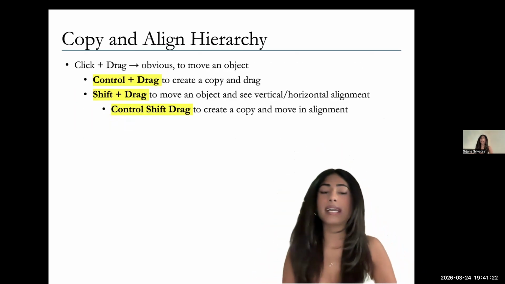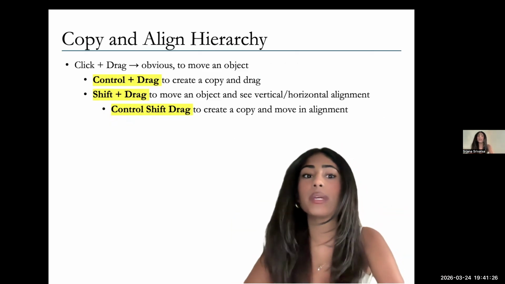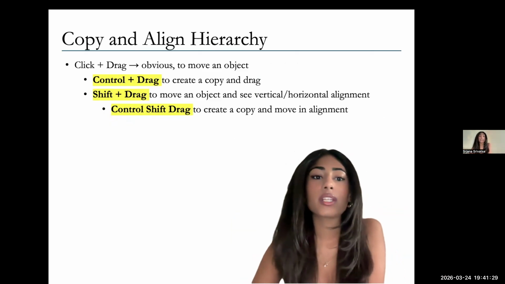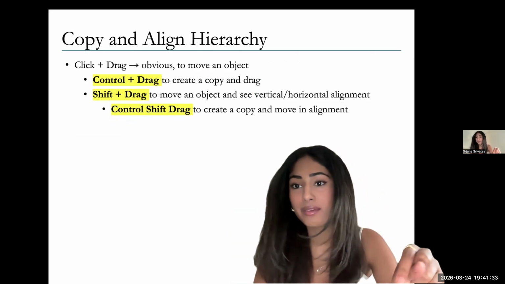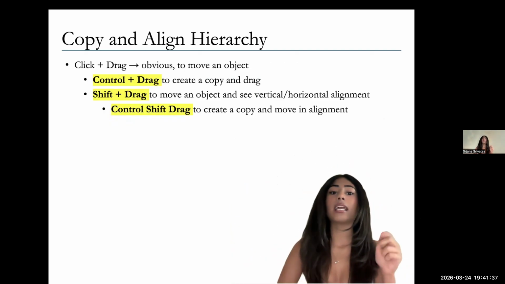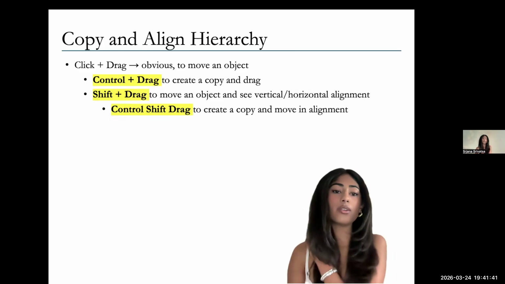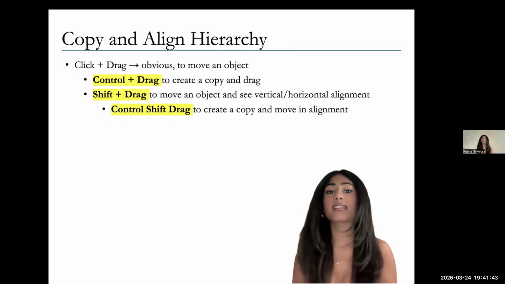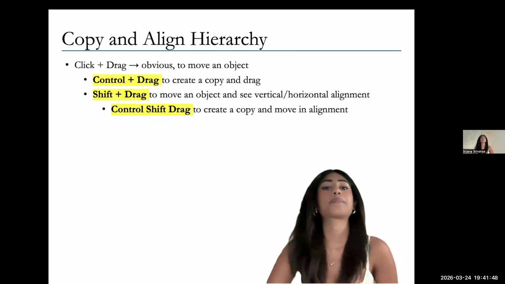There's also a copy and align hierarchy. Do not do Control-C, Control-V. This is not what you should be doing. Instead, like I said, click and drag is obvious, it moves an object, but if you hit Control and you drag, it creates a copy of the object and drags it for you. And if you hit Shift and drag, it allows you to just move an object and see it in vertical and horizontal alignment, right? So if you do Control, Shift, drag, this creates a copy and it moves it in alignment. So you should always do this.